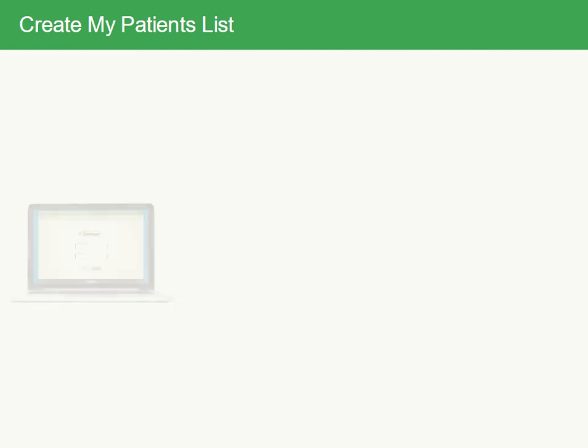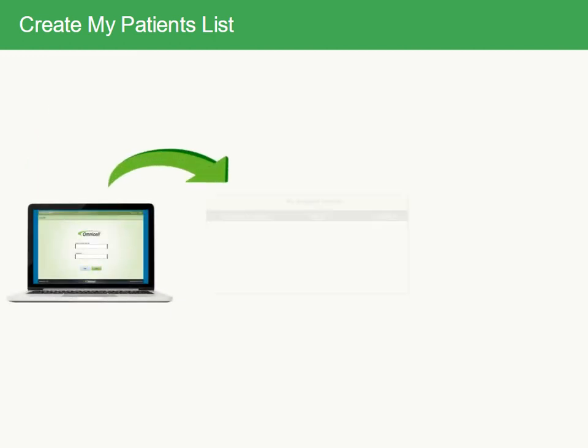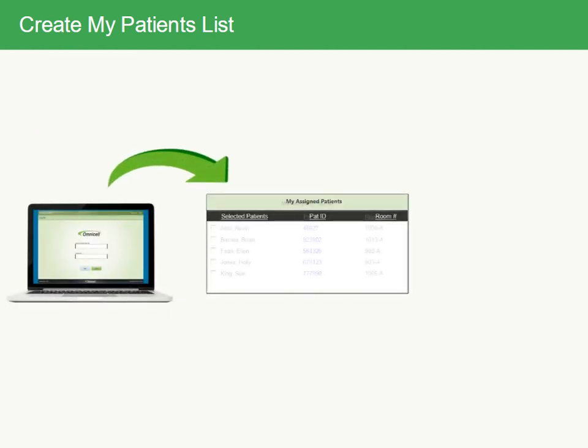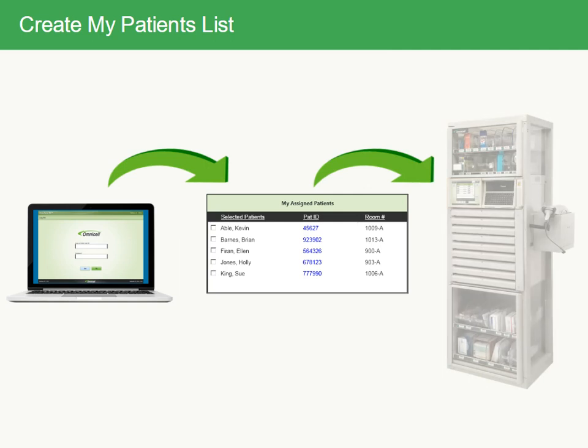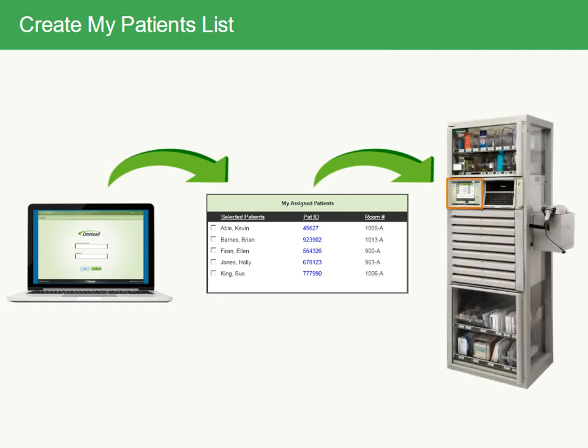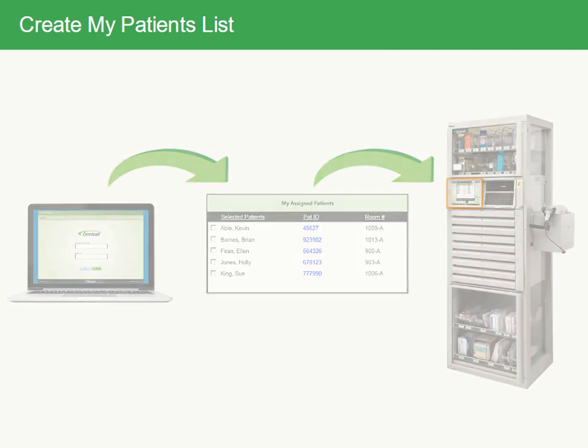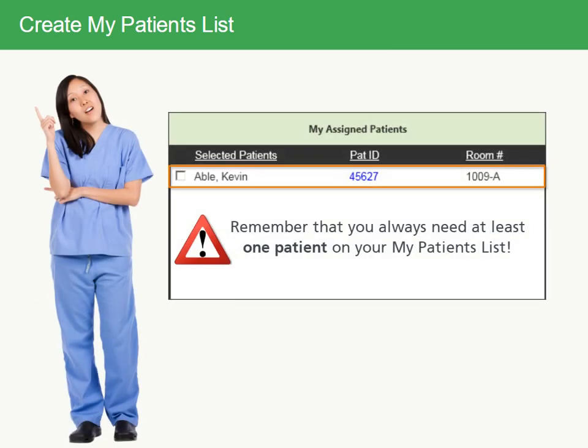The first time you enter AnywhereRN, you need to build this list. Then you'll continue to update the list as your patients change. These updates will change the list of My Patients, showing on the Omnicell cabinet as well. Remember that you always need at least one patient on your My Patients list.